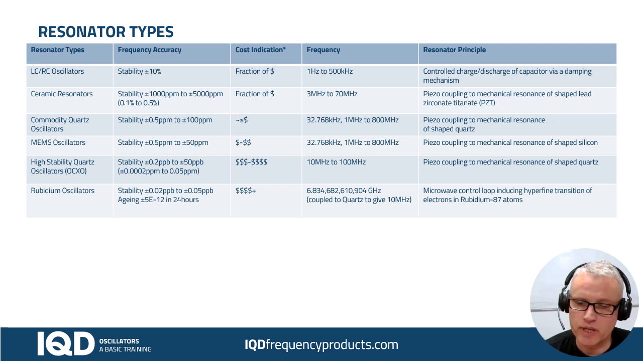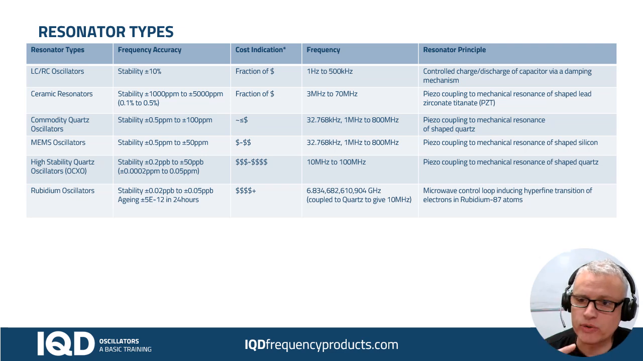The internal frequency of these things is 6.834 gigahertz, but then your external frequency that the customer is receiving is normally the OCXO frequency of 10 megahertz or something like that.